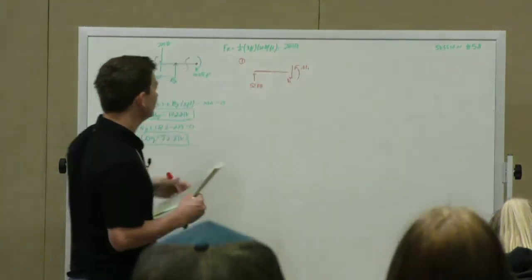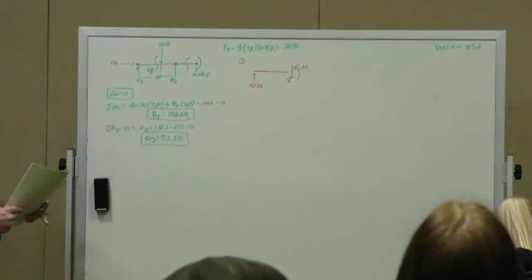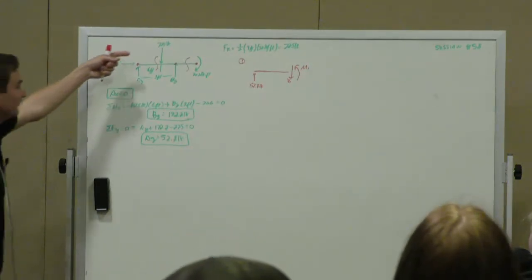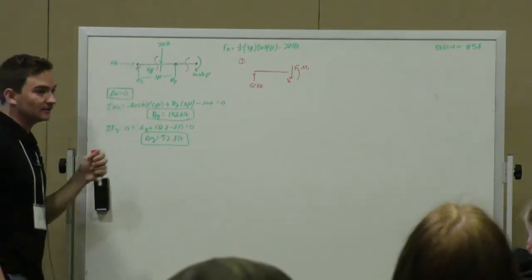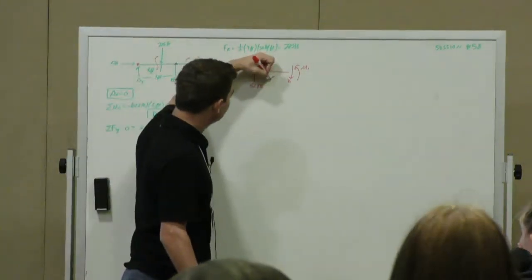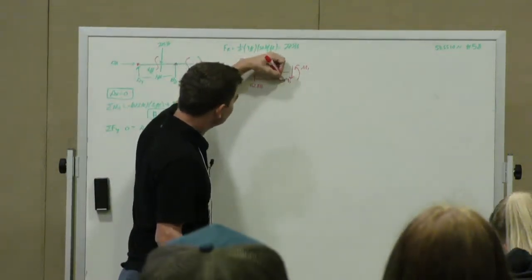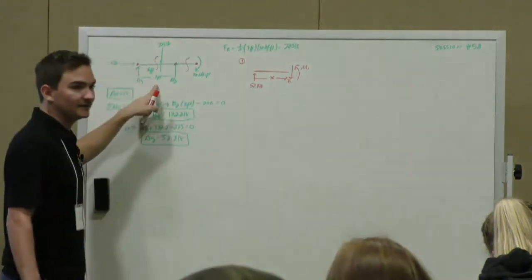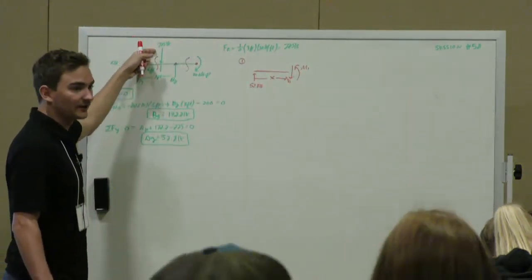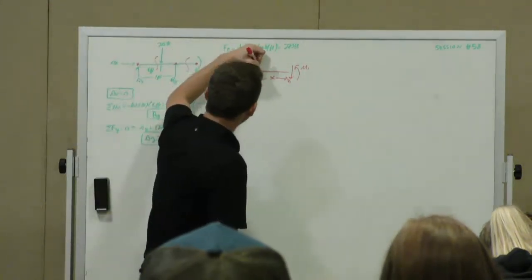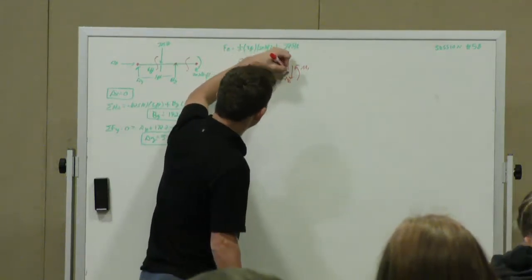And now what about the distributed load? How do we draw that? Do we draw it as this 225? No. So since this distance is some arbitrary distance x, it's not the total length of 9 feet. So you can't just write the simplified 225. So it's going to look something like this.